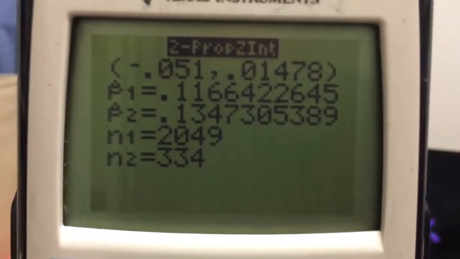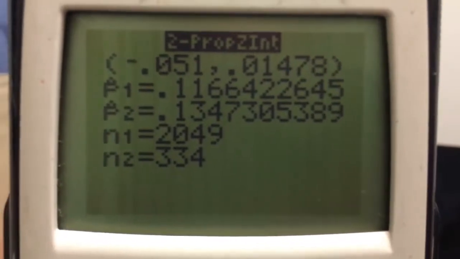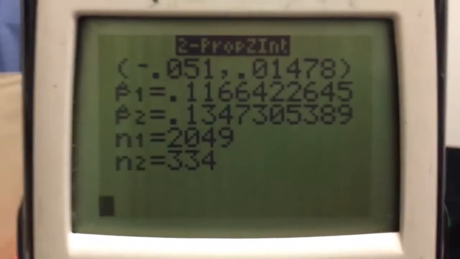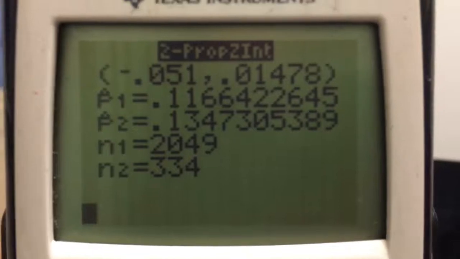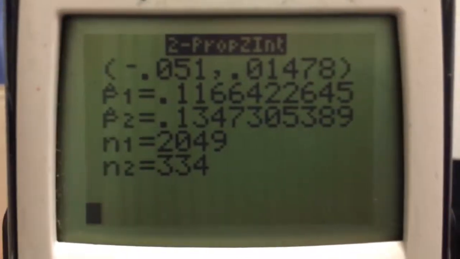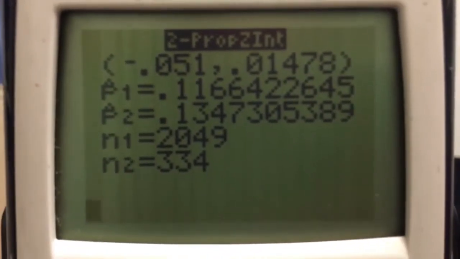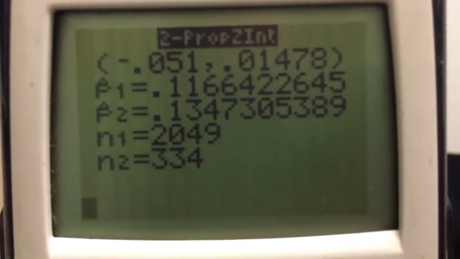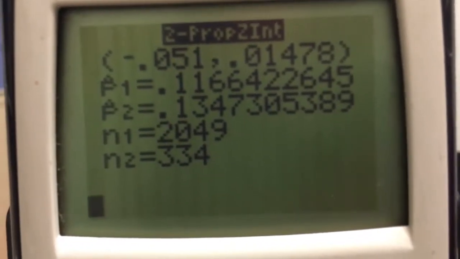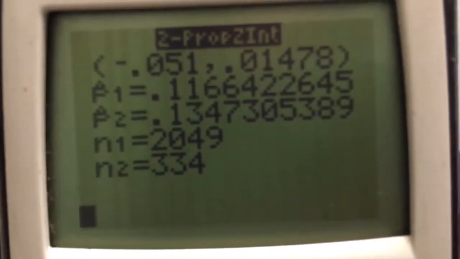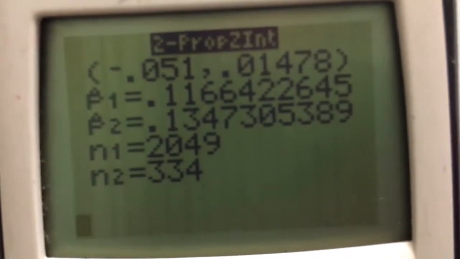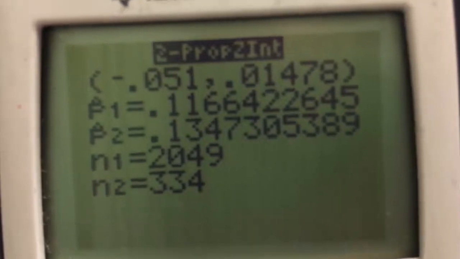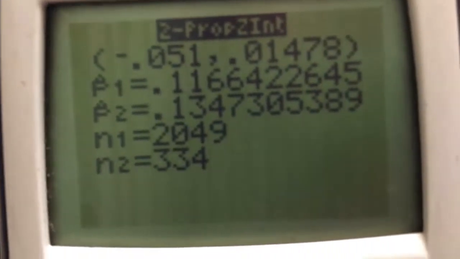Now, if 0, remember we're testing the difference between the proportions. If 0 is inside the confidence interval, then we have not got enough evidence that there is a difference, because the difference of 0 is in the confidence interval from negative 0.051 to positive 0.01478.